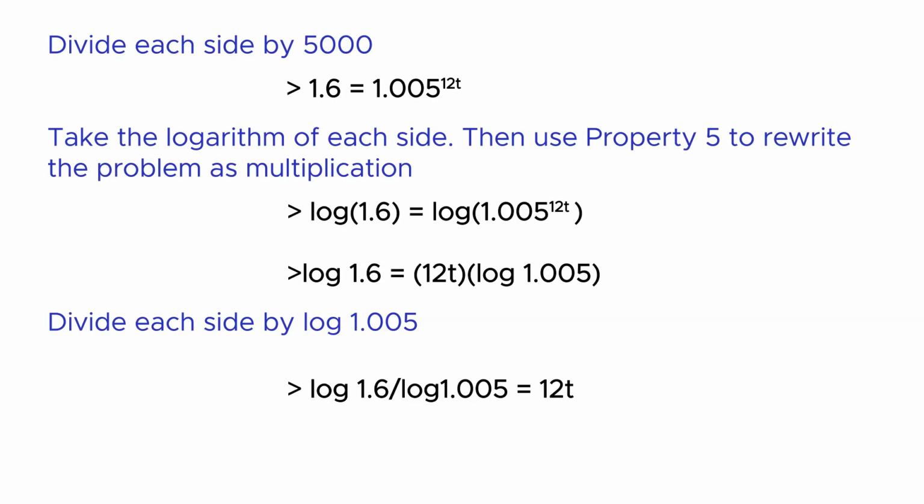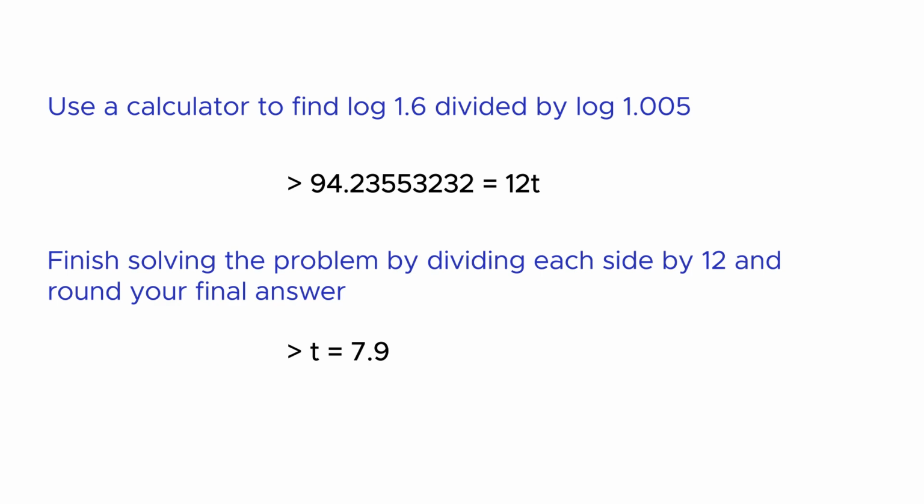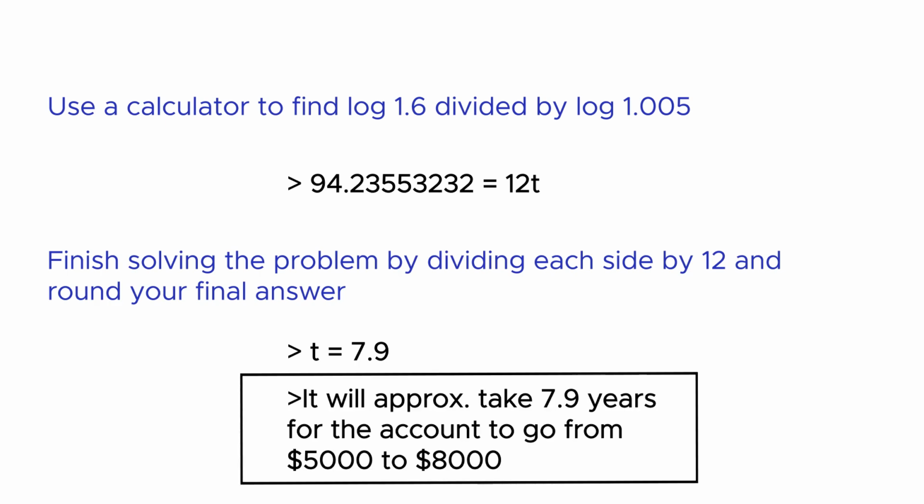Divide both sides by 5,000. Take the logarithm of each side, then use property 5 to rewrite the problem as multiplication. Divide both sides by log 1.005. Then use a calculator to find log 1.6 divided by log 1.005. Finish solving the problem by dividing each side by 12 and round your final answer. It will take approximately 7.9 years for the account to go from 5,000 to 8,000.